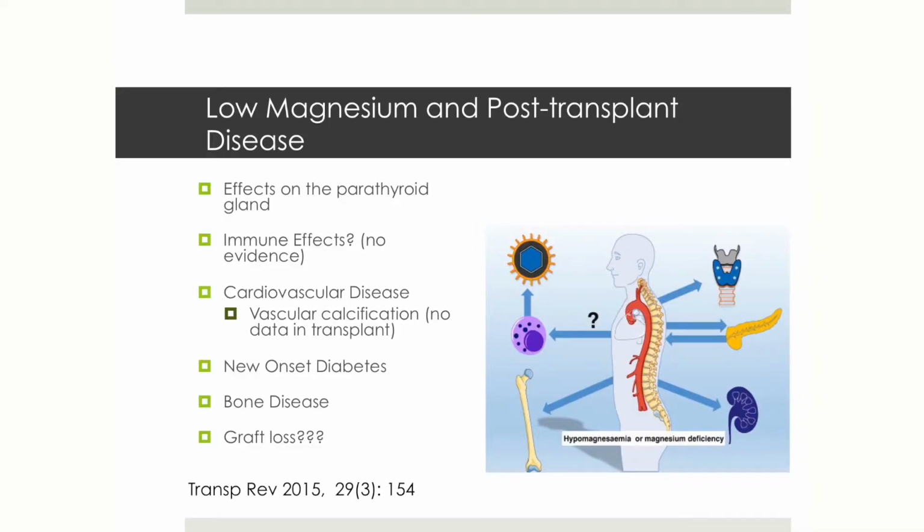The interesting thing to me is there are data accumulating that there's an increased risk for new onset diabetes, and then bone disease I'm going to talk about in the last half of my talk because, of course, it's a very important issue. Graft loss, it's really unclear because as you lose grafts, your magnesium tends to go up as your kidney function deteriorates, so there's a lot of confounding in the studies that have been done.